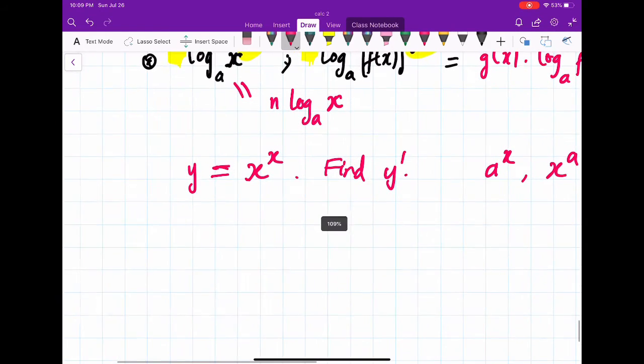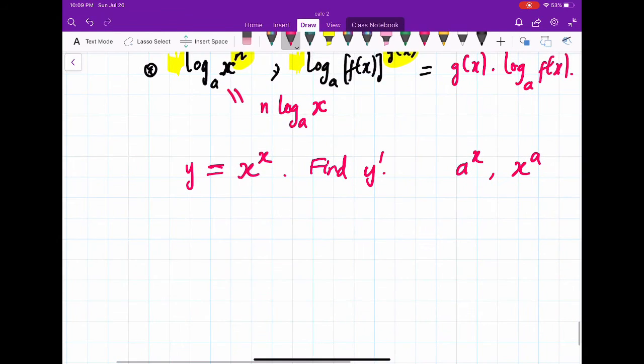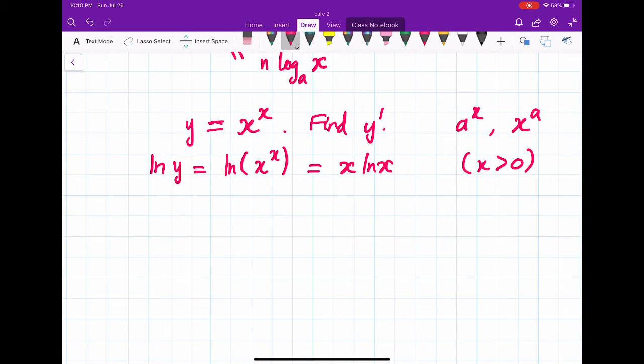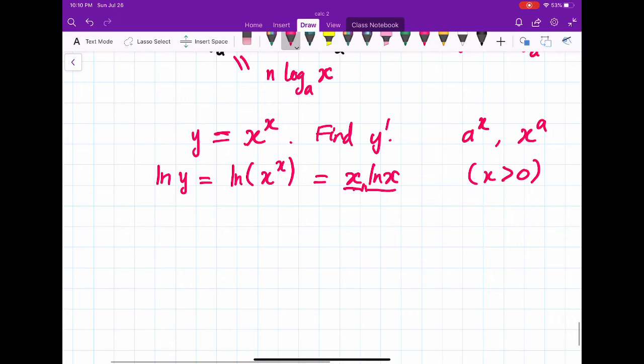So we need to apply the logarithmic function in this case. If we apply ln to both sides, right? So I get ln of y equal to ln of x to the x. And this is x ln of x. Of course, we consider the case when x is greater than 0, right? And now you can differentiate both sides because we have x and ln x. That is just a product of two functions, and we know how to differentiate each of them, okay? And here we also have two functions, so we need to use the chain rule, okay?